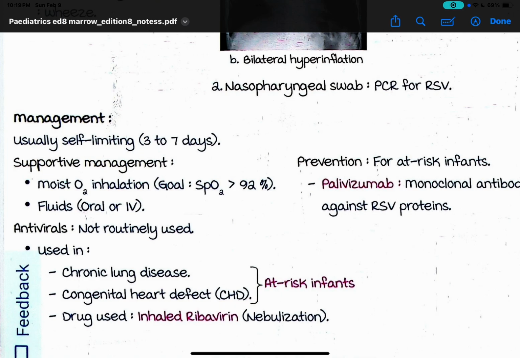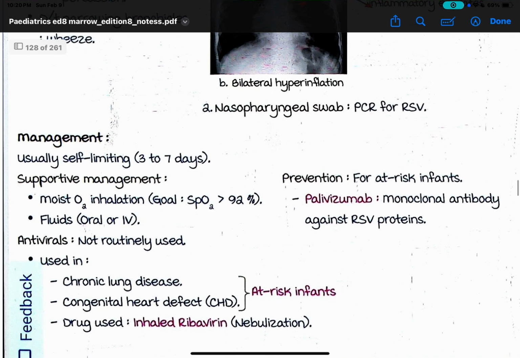Supportive management: moist O2 inhalation, goal SpO2 more than 92%, fluid oral or IV. Antivirals are not routinely used. Prevention: for at-risk infants, you give palivizumab, a monoclonal antibody against RSV proteins. What is the antibody that is used? Palivizumab. That is the antibody.